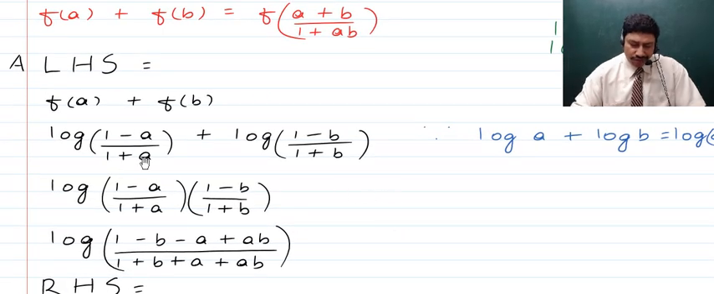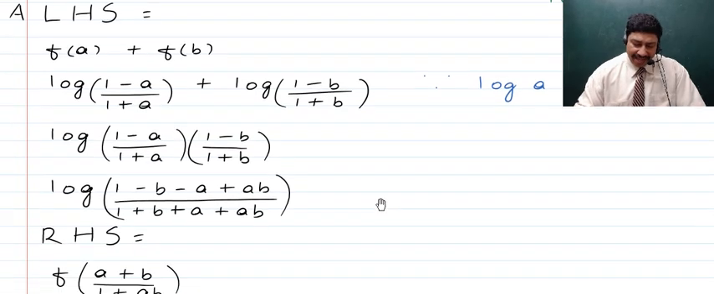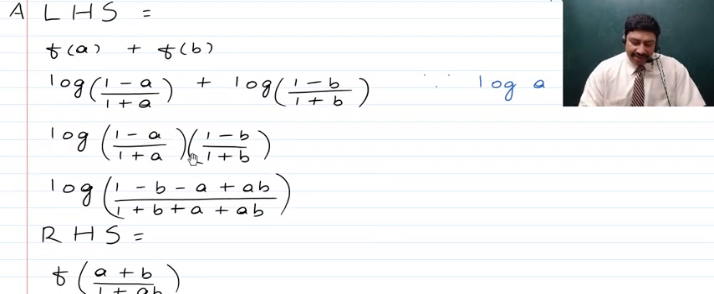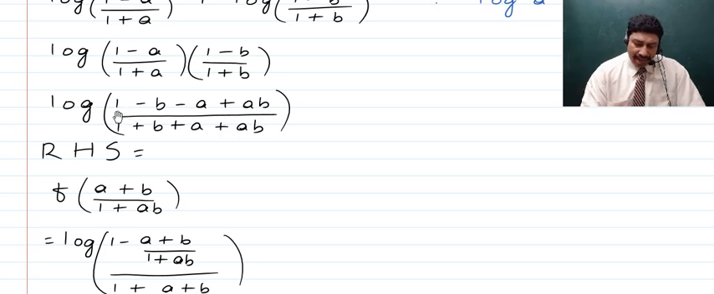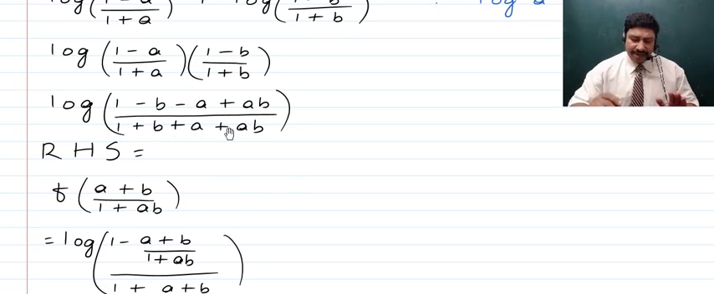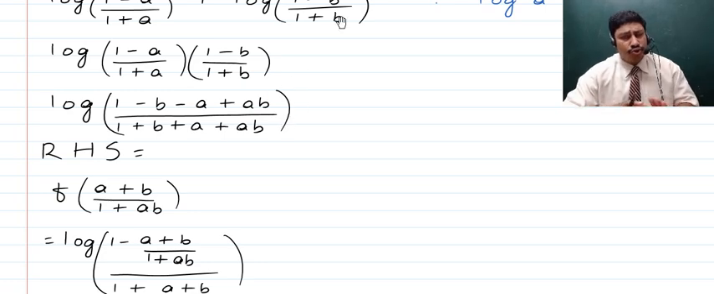So here also, as there are two terms with log which are added, obviously the terms whose logs are being found will get multiplied. So here you will have 1 minus a times 1 minus b, and in the denominator you will have 1 plus a times 1 plus b, and when we solve it out it becomes equal to 1 minus b minus a plus ab, and in the denominator you will have 1 plus b plus a plus ab. Right, now this is all that you can do. You can do no more simplification in this.